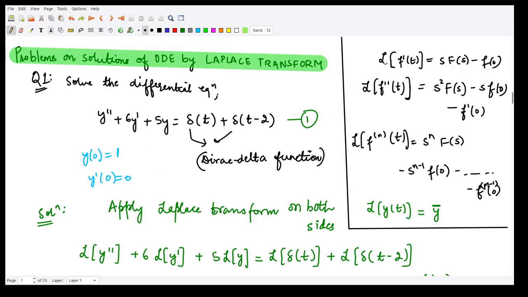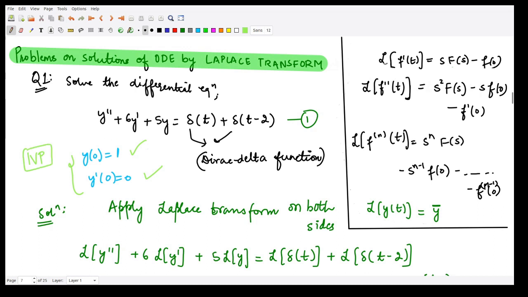In this video we shall see some more problems of ordinary differential equations where the solutions of such equations are found using Laplace transform. So let us have a look at our first question. It says that you have to solve this differential equation, given the initial conditions y(0) = 1 and y'(0) = 0. So these two conditions are given to you. That means your given differential equation is an initial value problem.